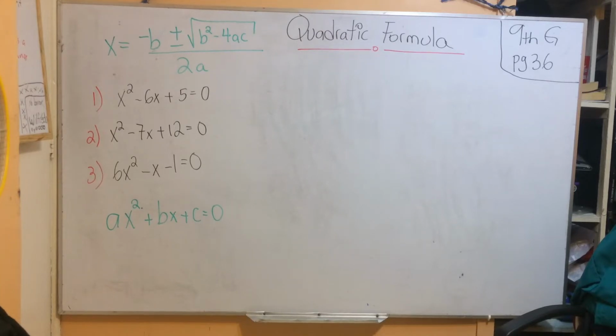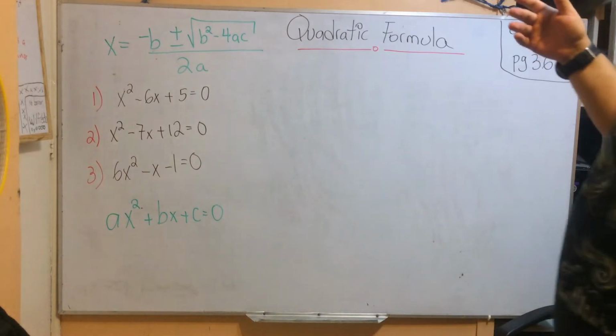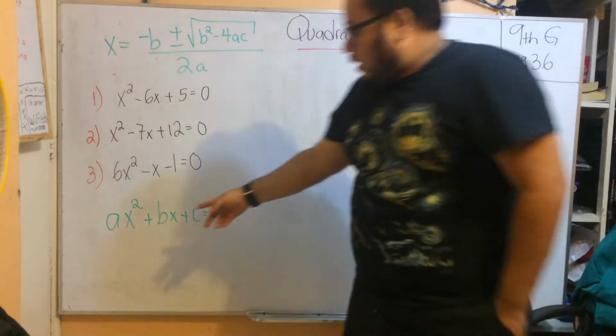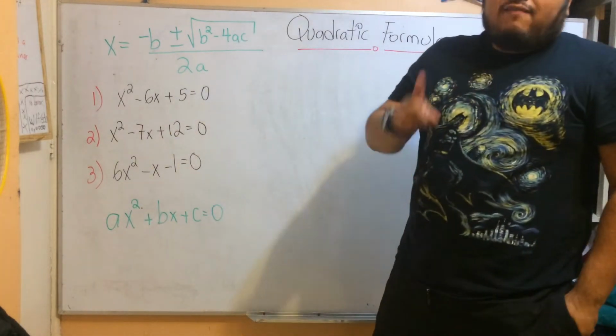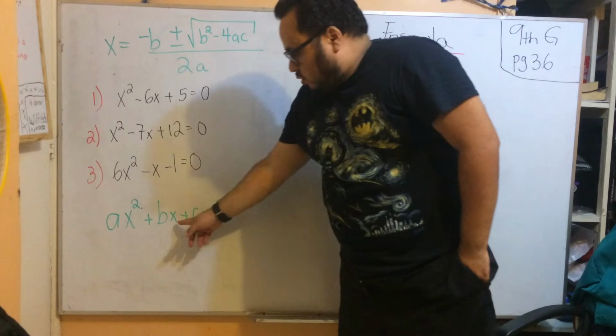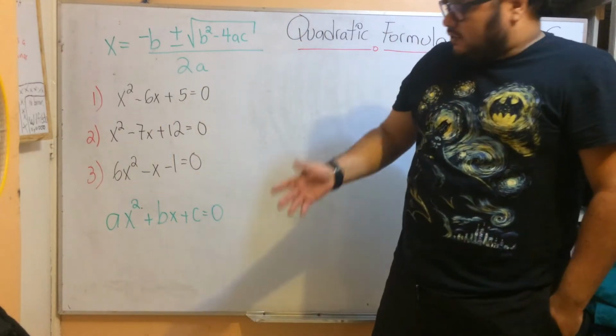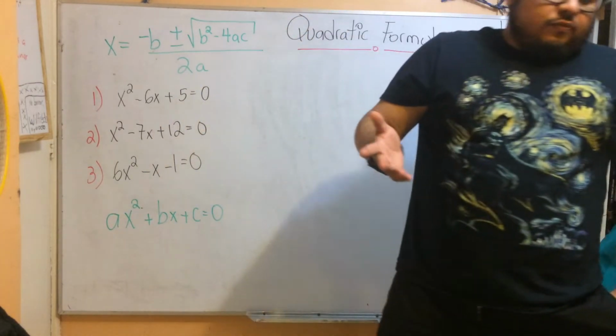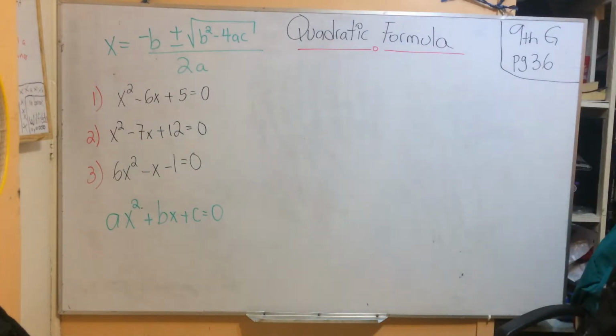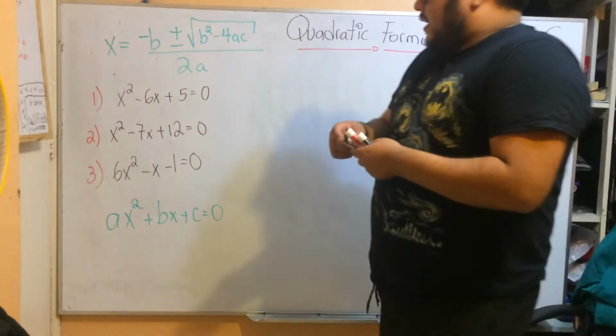You have to remember that when we have these types of equations, quadratic equations, we have a term with a variable that's squared, like this one. We have a linear term, which is x to the 1, and then we have a constant, which is a value that's by itself. So when we're talking about the quadratic formula, this is how we take the values.